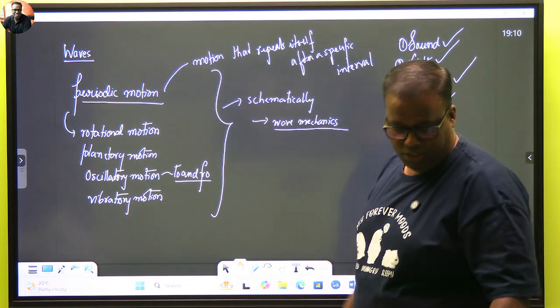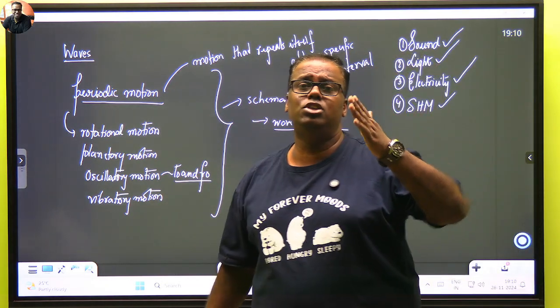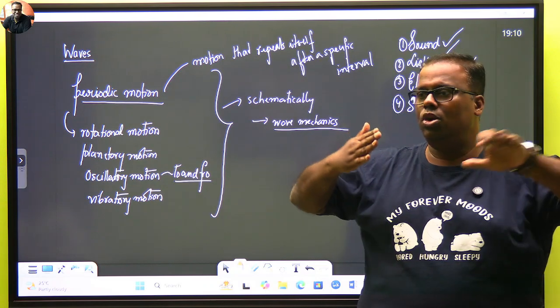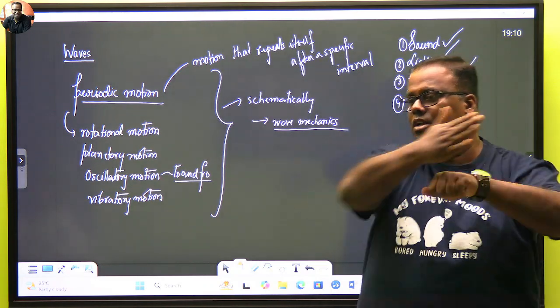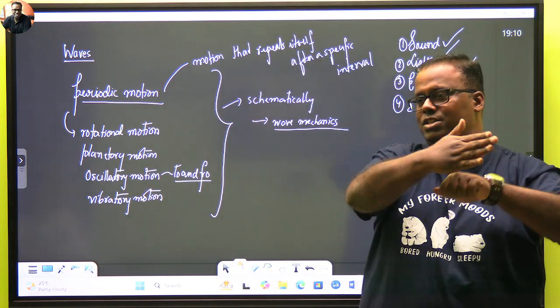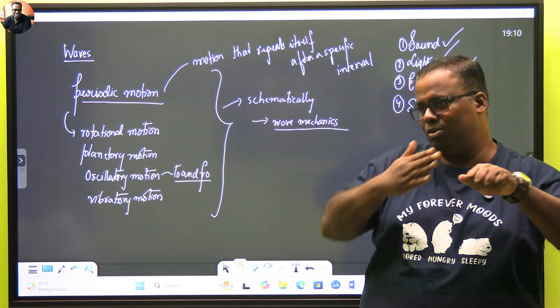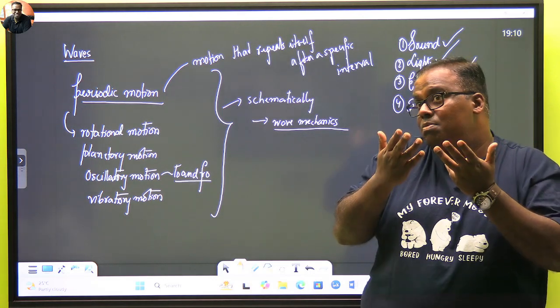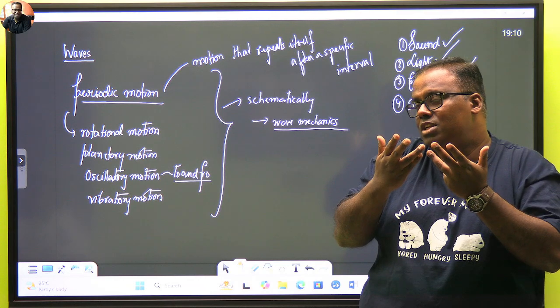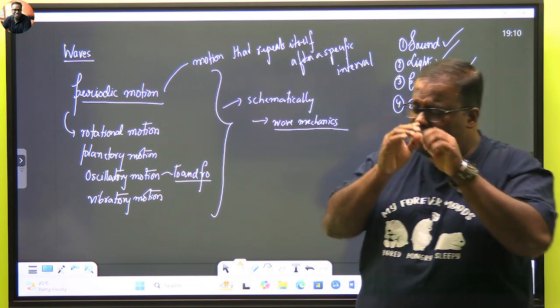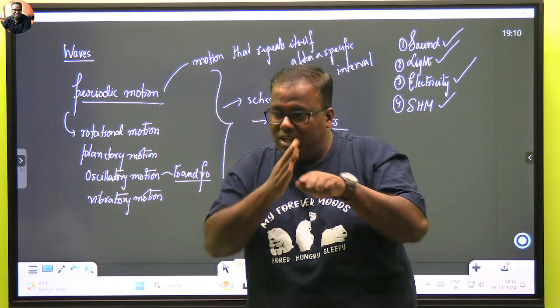Okay, simple harmonic. Have you seen somebody sawing wood? Sawing wood is also a repetitive motion. This is called a quick return mechanism. This is also periodic motion. When do we call it a simple harmonic motion? We call it a simple harmonic motion when the displacements are so small that they are like a straight line.